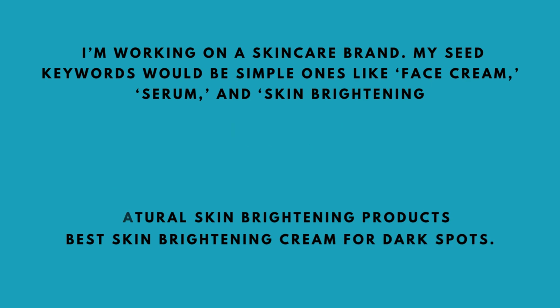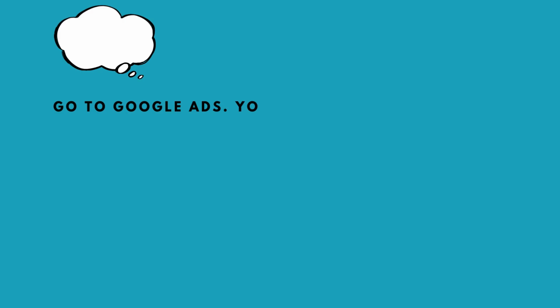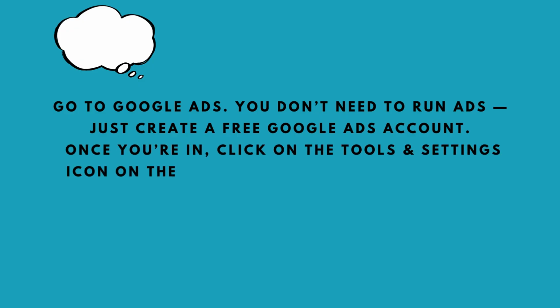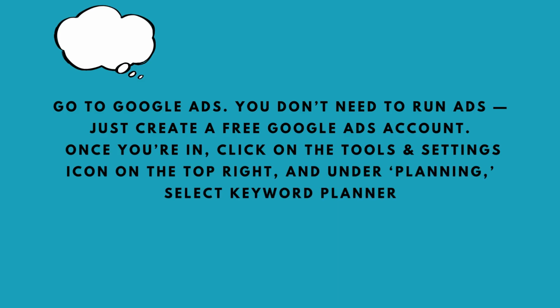First, go to Google Ads. You don't need to run ads, just create a free Google Ads account. Once you're in, click on the Tools and Settings icon on the top right, and under Planning, select Keyword Planner.